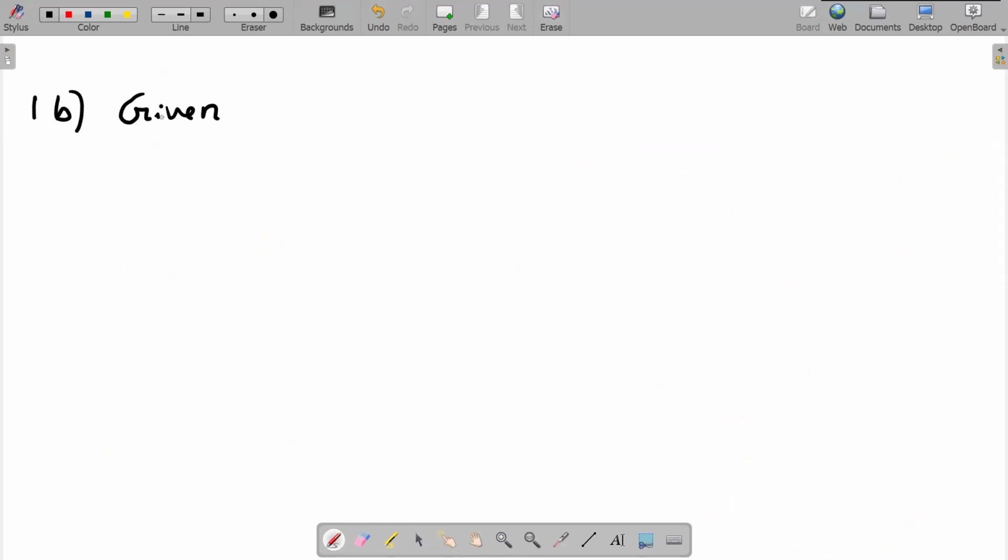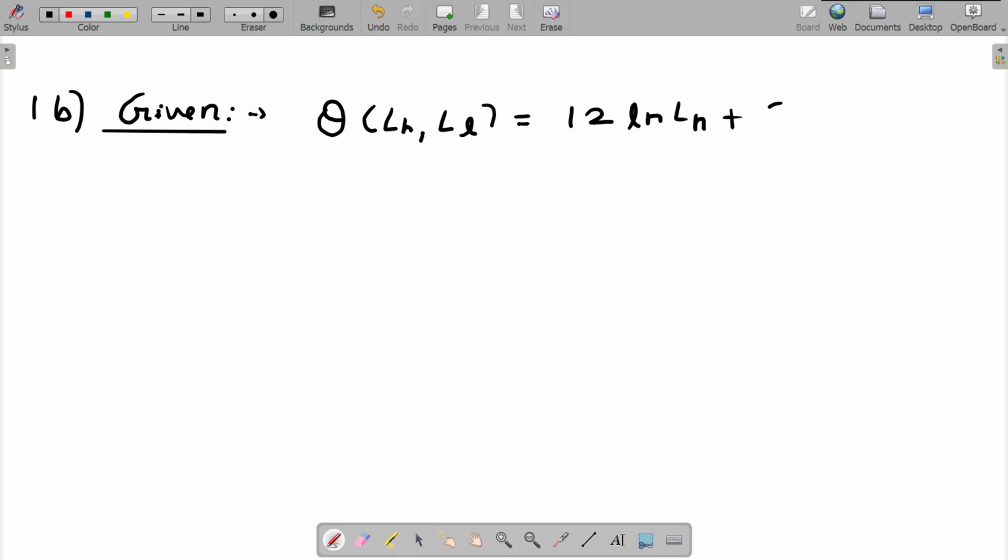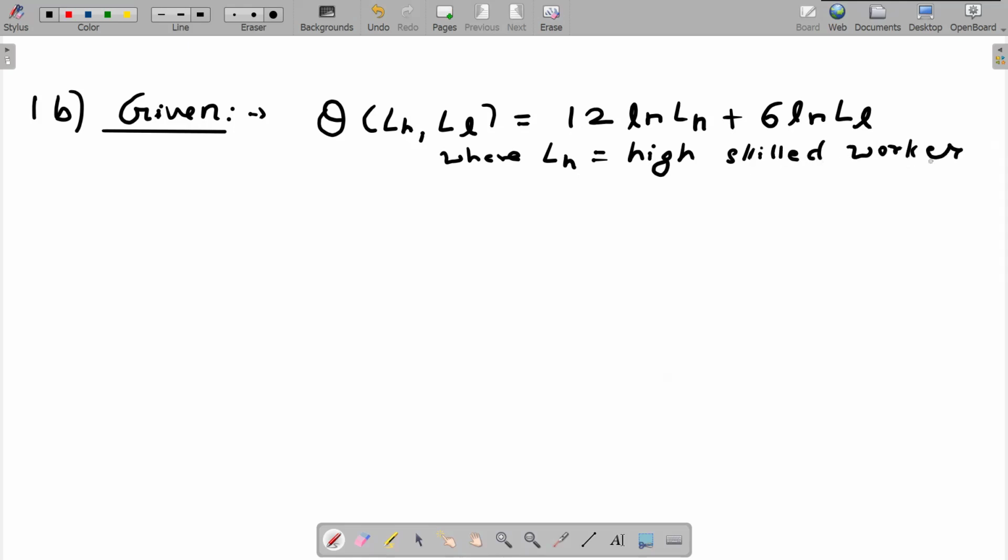I'm quickly writing what is given to us. We are given that the production function for high skilled and low skilled is 12 ln LH plus 6 ln LL, where LH denotes the high skilled worker, I can write for clarity, and LL denotes the low skilled worker. And we are given the production function.